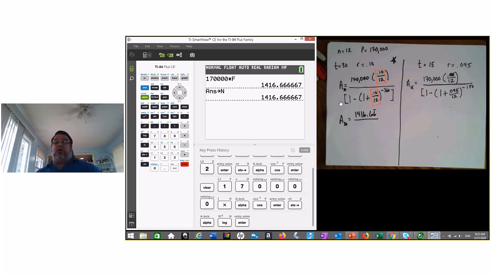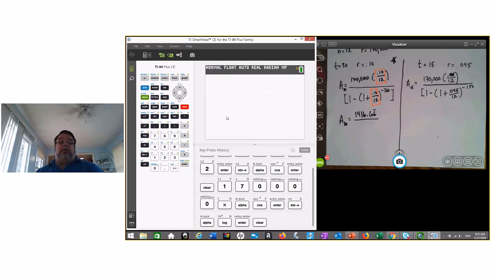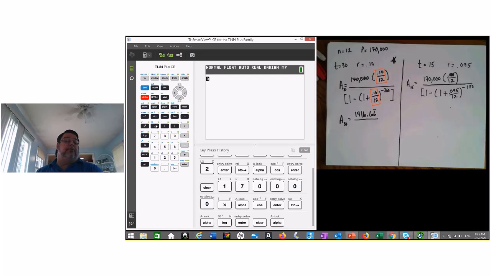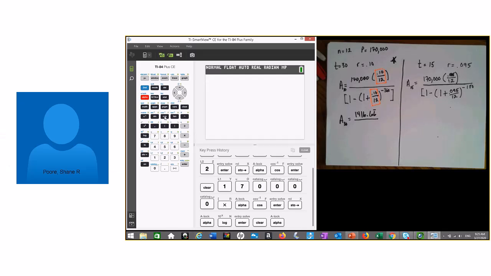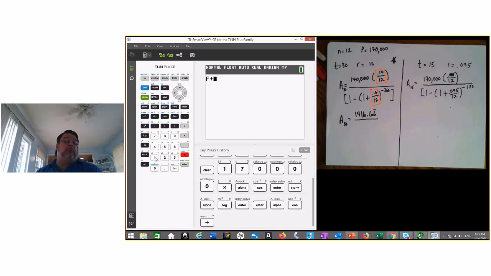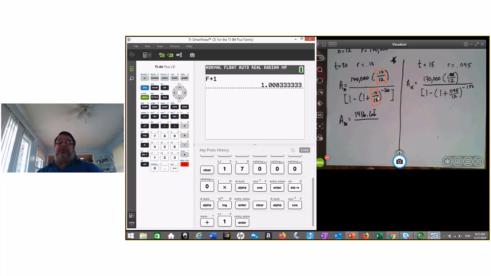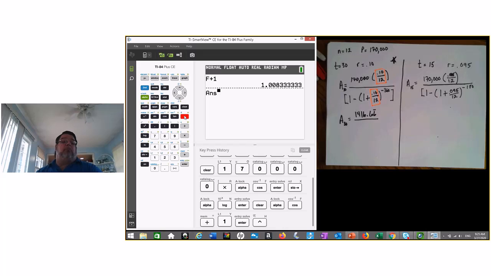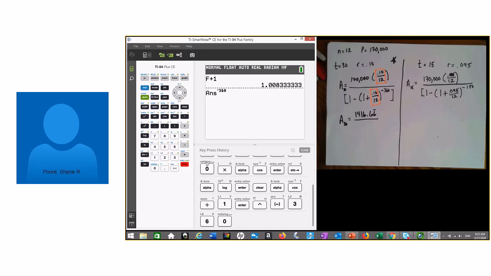All right, so here we go. We're going to work on the denominator now. So I'm going to clear that. And I'm going to say alpha F plus 1. That should be what you get for the inside of your parentheses. And I'm going to raise that, caret symbol, to the negative 360. And then I get that.